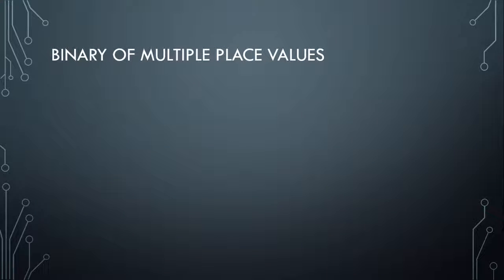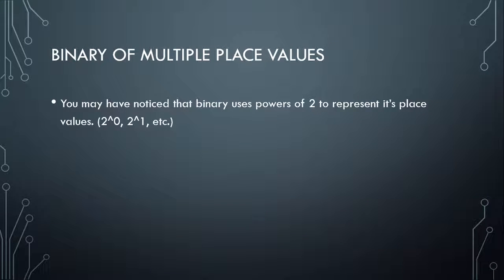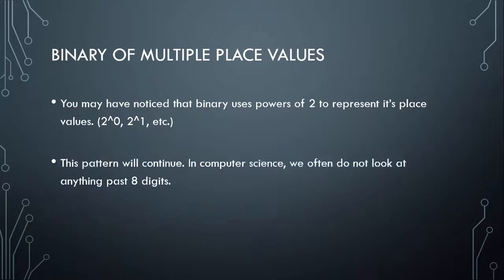All right, binary of multiple place values. Like I already mentioned, it uses powers of 2 to represent its place. So 2 to the power of 0, 2 to the power of 1. You can figure, from there it would be 2 to the 2, 2 to the 3. It just goes on, so on and so forth.